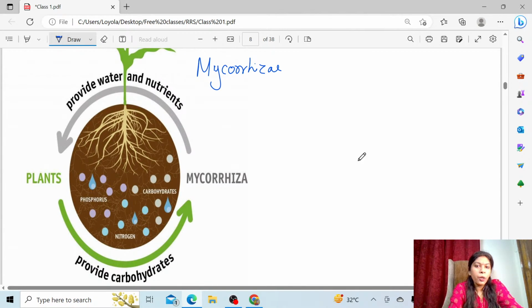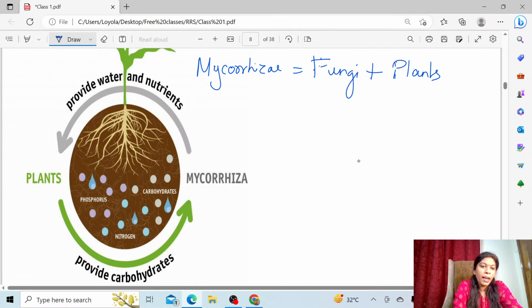Where you can say that fungi plus plants get associated here. So it's a plant, and nearby the plant root, this fungi will be living around the plant roots. You can find them. So what happens?